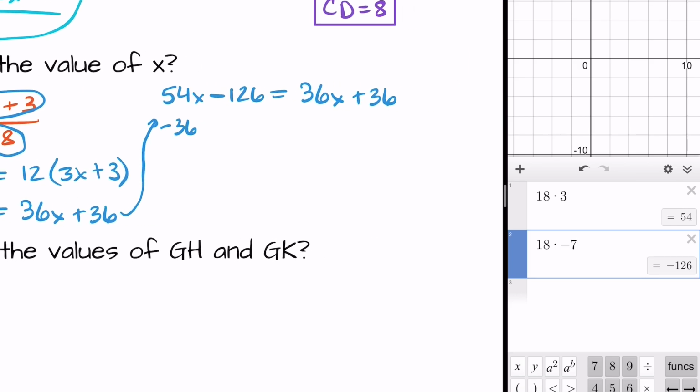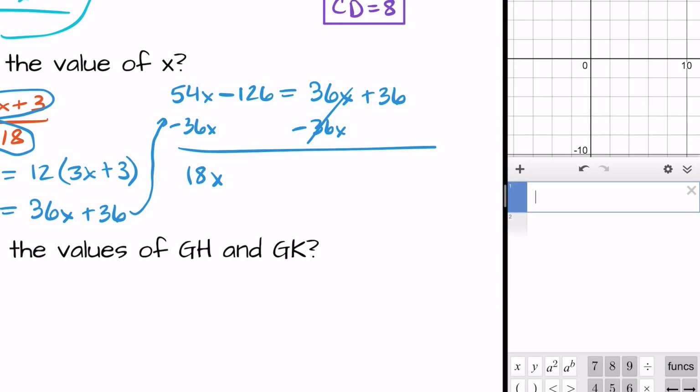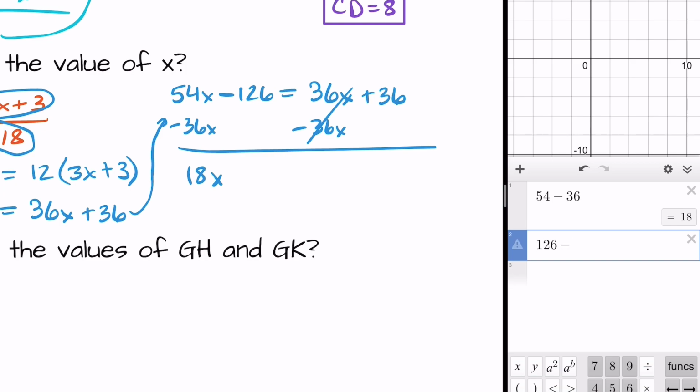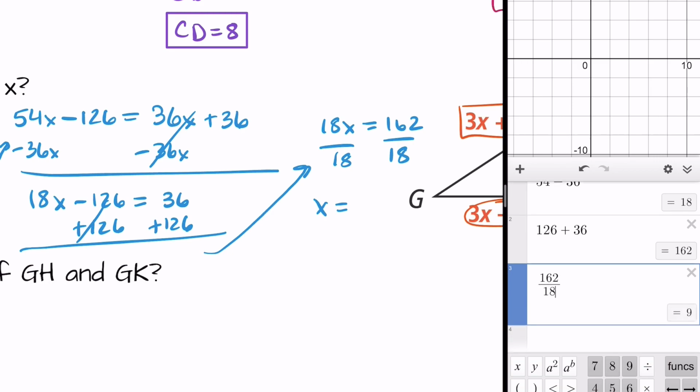We'll take 36x away from both sides. We have 18x and then minus 126. So 18x minus 126 equals 36. Add 126 to both sides. 18x equals 162. So x is 9.